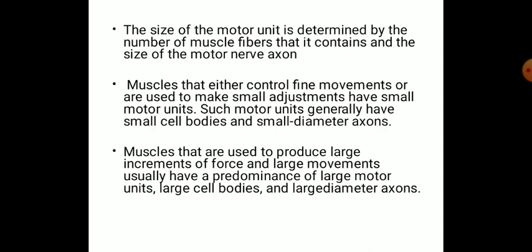Muscles that are used to produce large increments of force and large movements usually have a predominance of large motor units, large cell bodies and large diameter axons. As I said, they are like the sciatic nerve. The sciatic nerve itself has a large diameter axon and a large diameter cell body to meet the function of producing a large amount of force in the muscles supplied by that particular nerve.